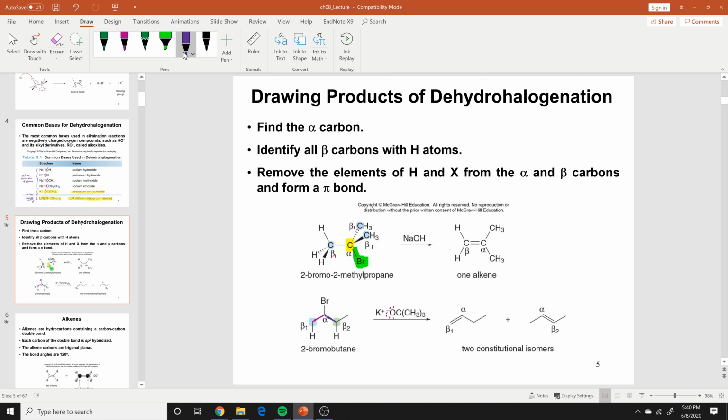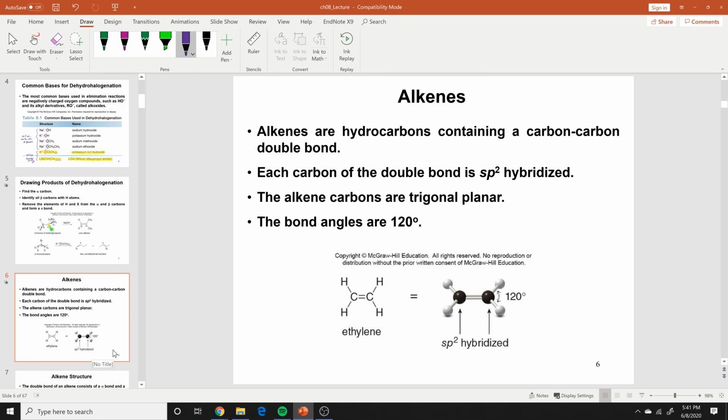You're going to end up getting two constitutional isomers. These two are called constitutional isomers. They are not stereoisomers because in here you do have cis and trans, but here there is no cis, no trans. So let's explain further the alkene, and it's just a revision on its hybridization and the bond angle.